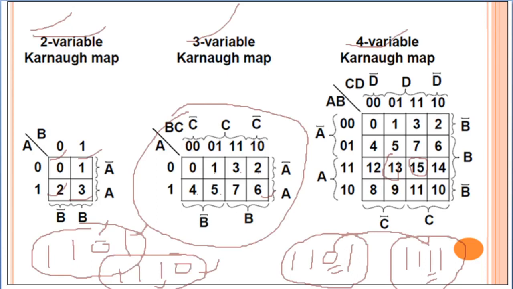That's why in the tabular method, in a K map, each cell has a unique identity and each adjacent cell will differ from each other by a single bit, and this will be the main rule for the K map.